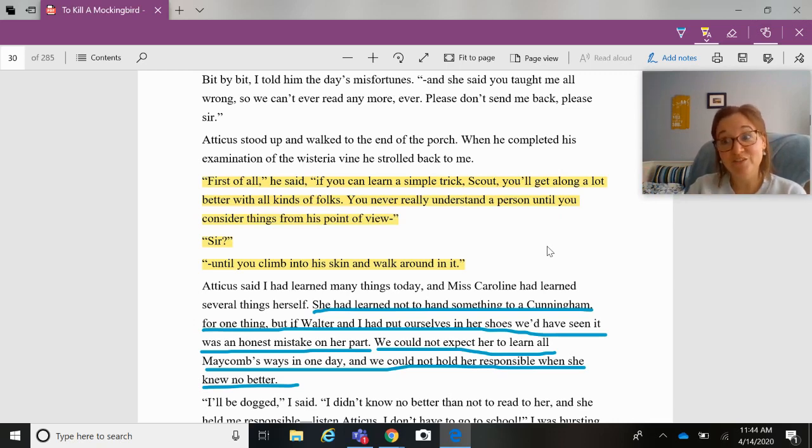It has been for years and years and years. And usually at this point, I would point it out that it's been there since August. Have you noticed it? But really, Atticus said that I had learned many things today.